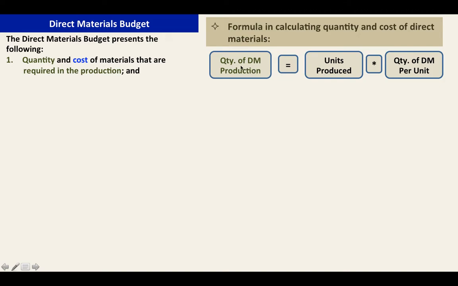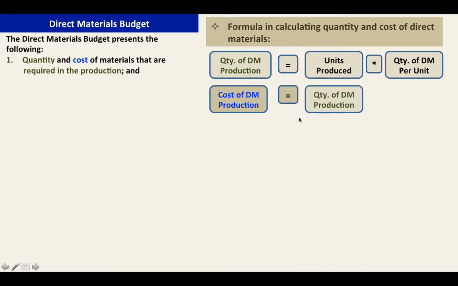So here, the quantity of direct materials that are required in production will be the number of units produced multiplied by the quantity of direct materials that is needed for each unit. And for the cost, the cost of direct materials in production will be the quantity of direct materials in the production, multiplied by the cost of direct materials.